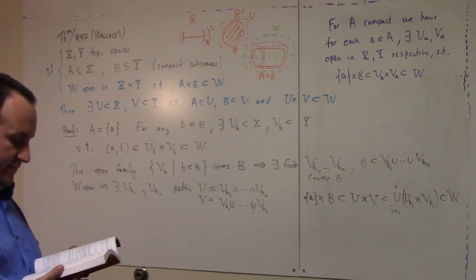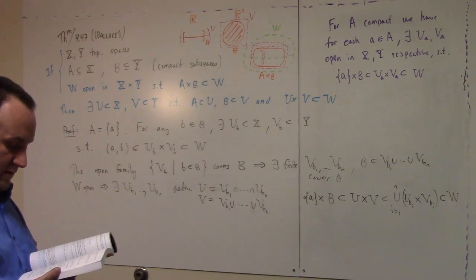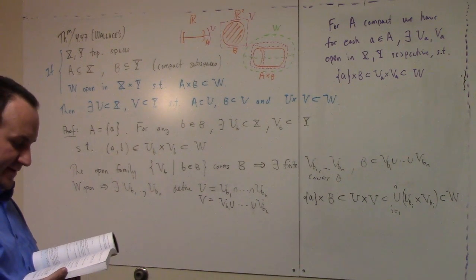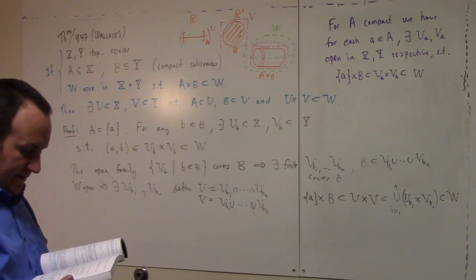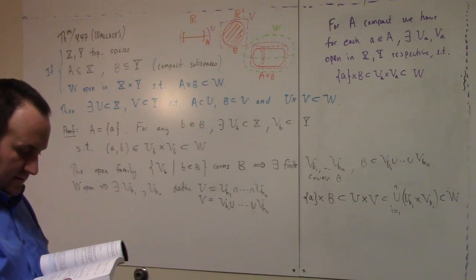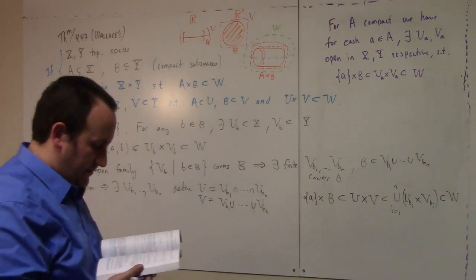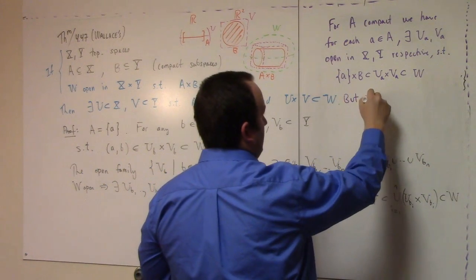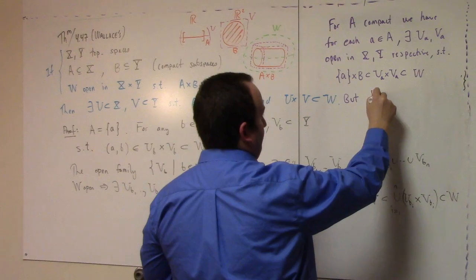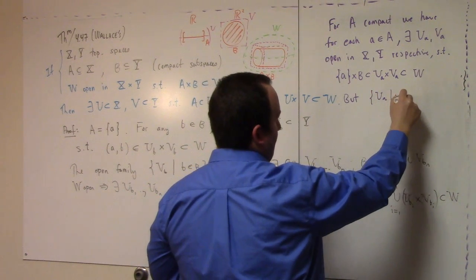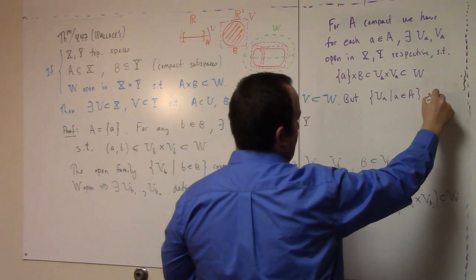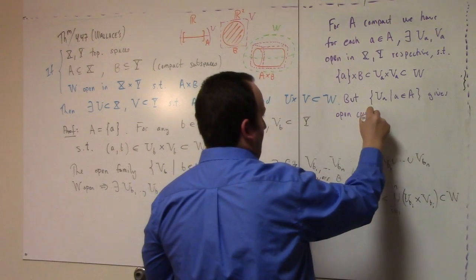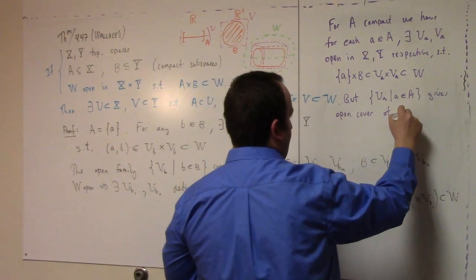So then he's like, but then what you can do, what we got then is that the family, so he's like, but if you look at this, that gives an open cover of A.